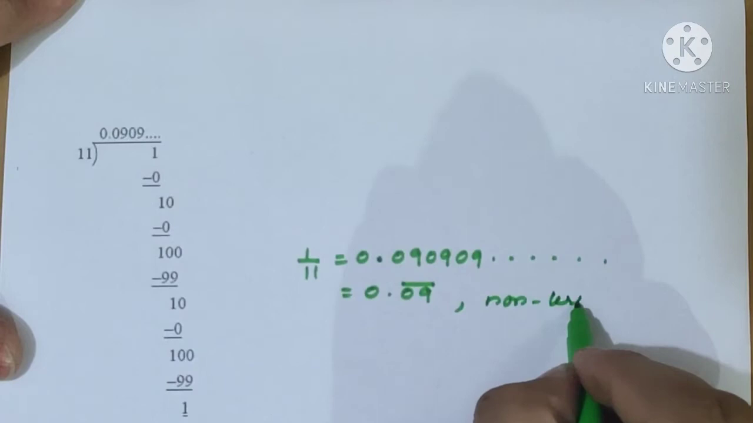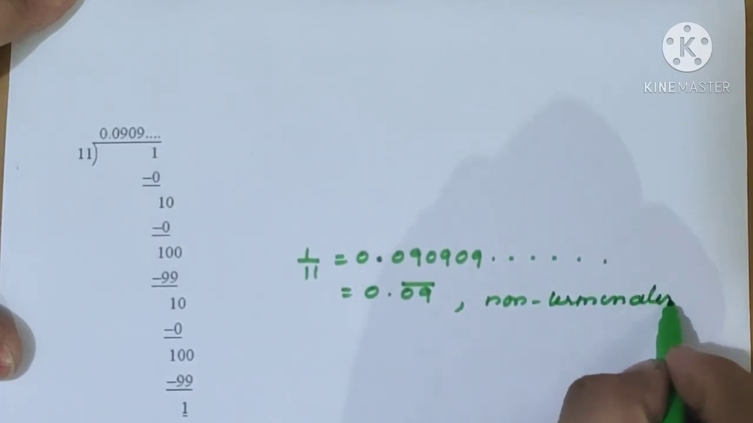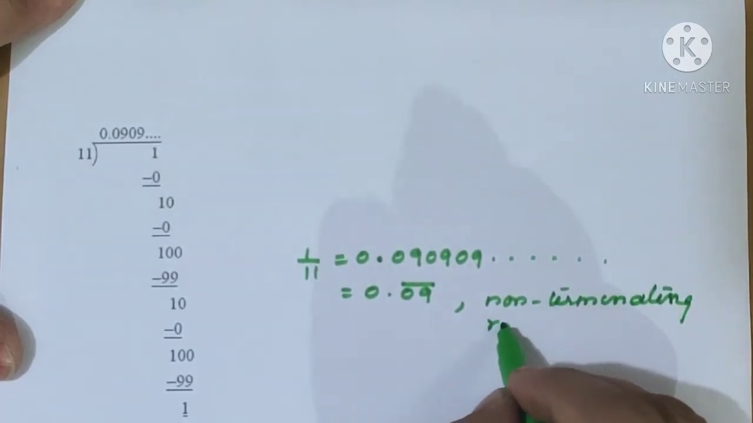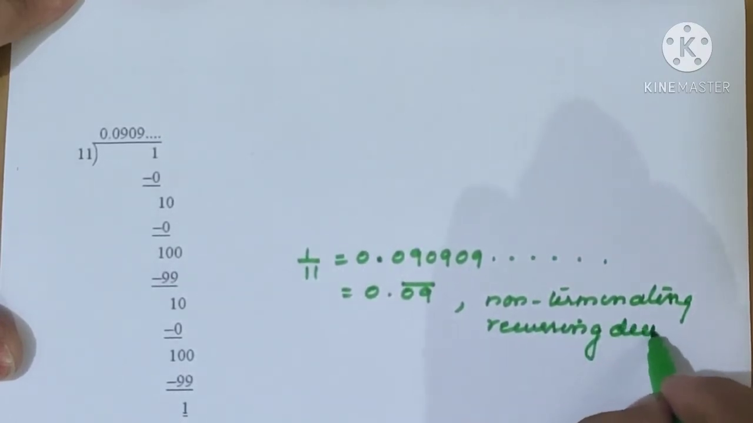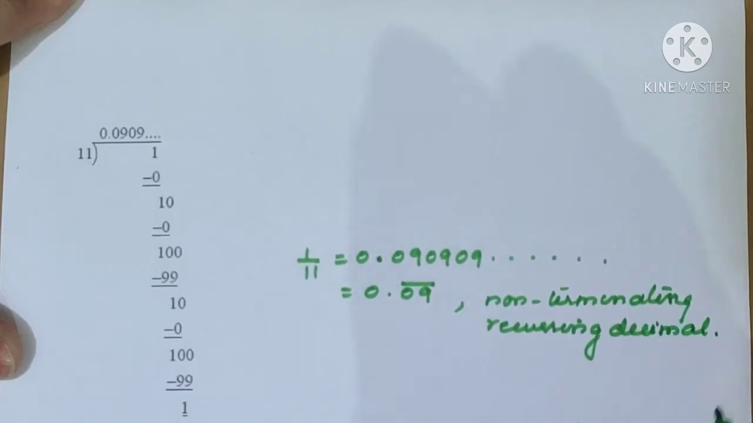Non-terminating recurring decimal. So the decimal expansion for this question is non-terminating recurring.